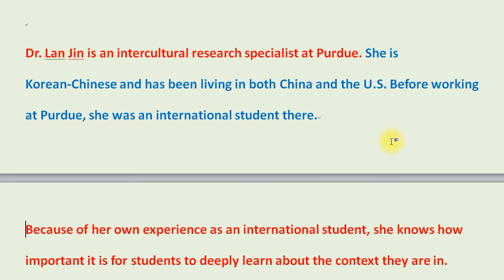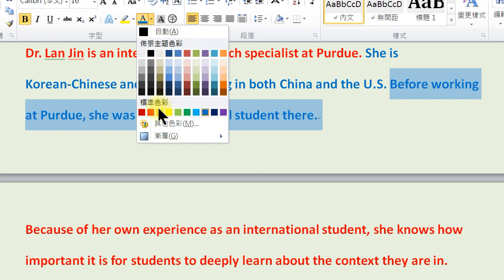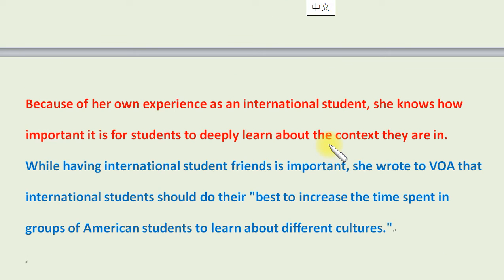Dr. Lan Jin is an intercultural research specialist at Purdue. She is Korean Chinese and has been living in both China and the U.S. Before working at Purdue, she was an international student there. Because of her own experience as an international student, she knows how important it is for students to deeply learn about the context they are in.